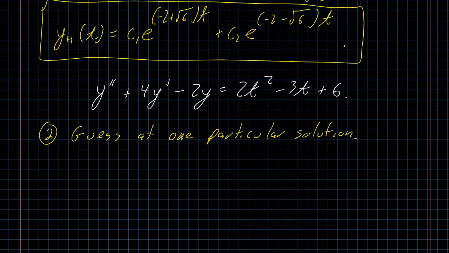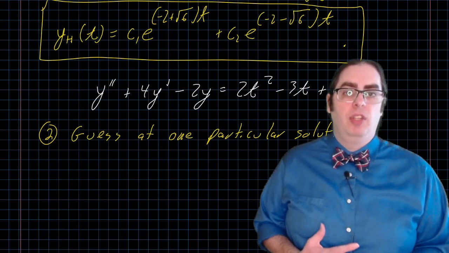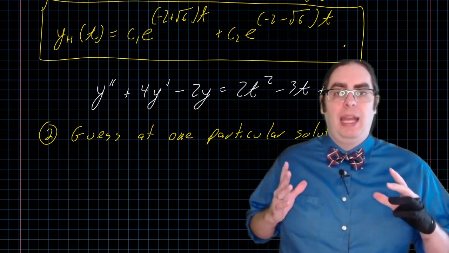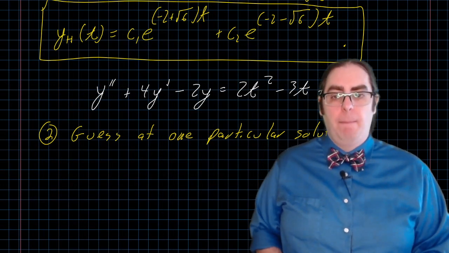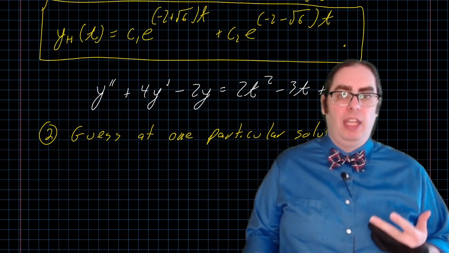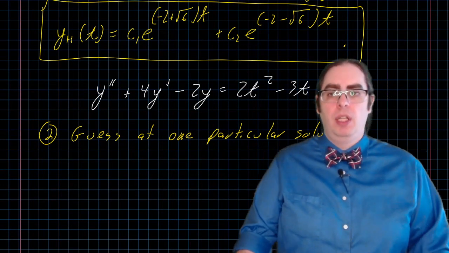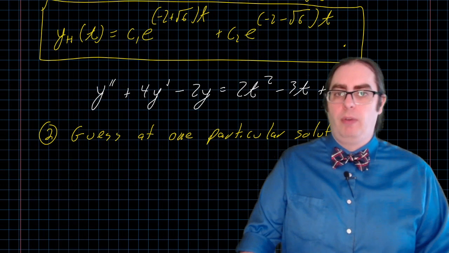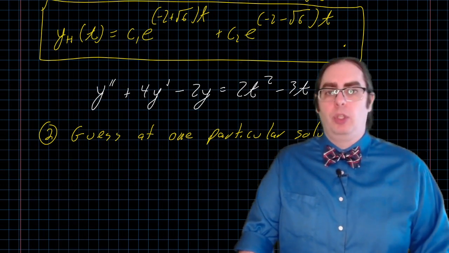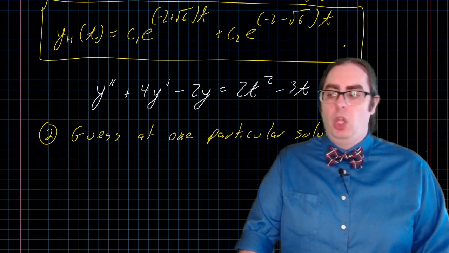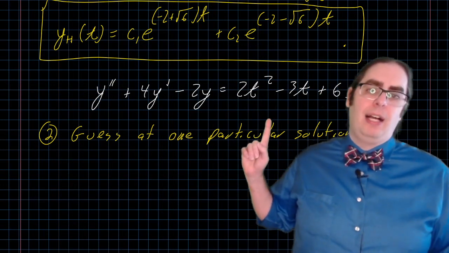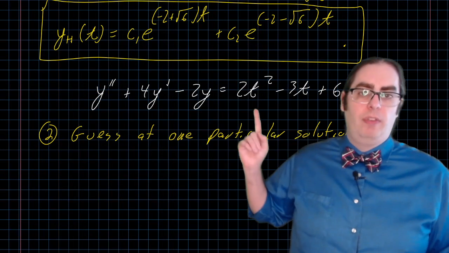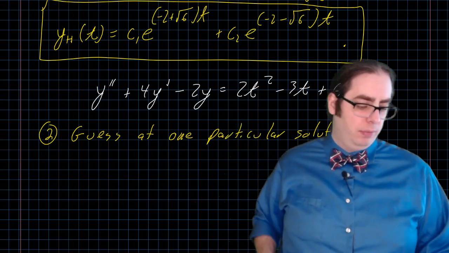All right. Step 2 is to guess at one particular solution. Again, the next video in this series is going to be entirely about how we make this guess. But it is a guess. It's a judicious guess, hence the name of the video. The method is called judicious guessing. Sometimes it's called undetermined coefficients, because what we're going to do is guess that the solution looks like whatever's on the right-hand side, but instead of having constant coefficients, it has unknown coefficients.